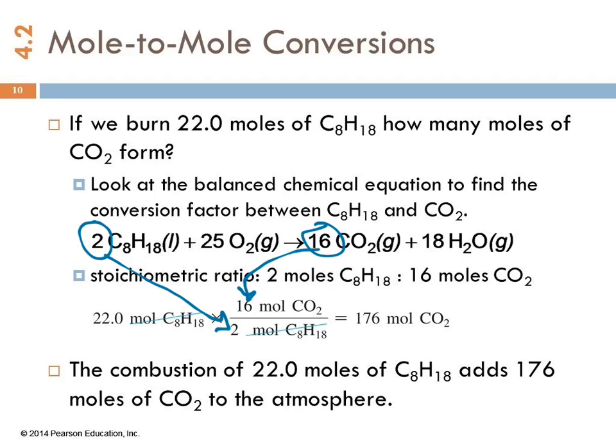You put the units in, you look at the balanced chemical equation, you pull those numbers in. You do the math, just like converting centimeters and millimeters. So from this we find that burning 22 moles of octane would add 176 moles of carbon dioxide to the atmosphere.